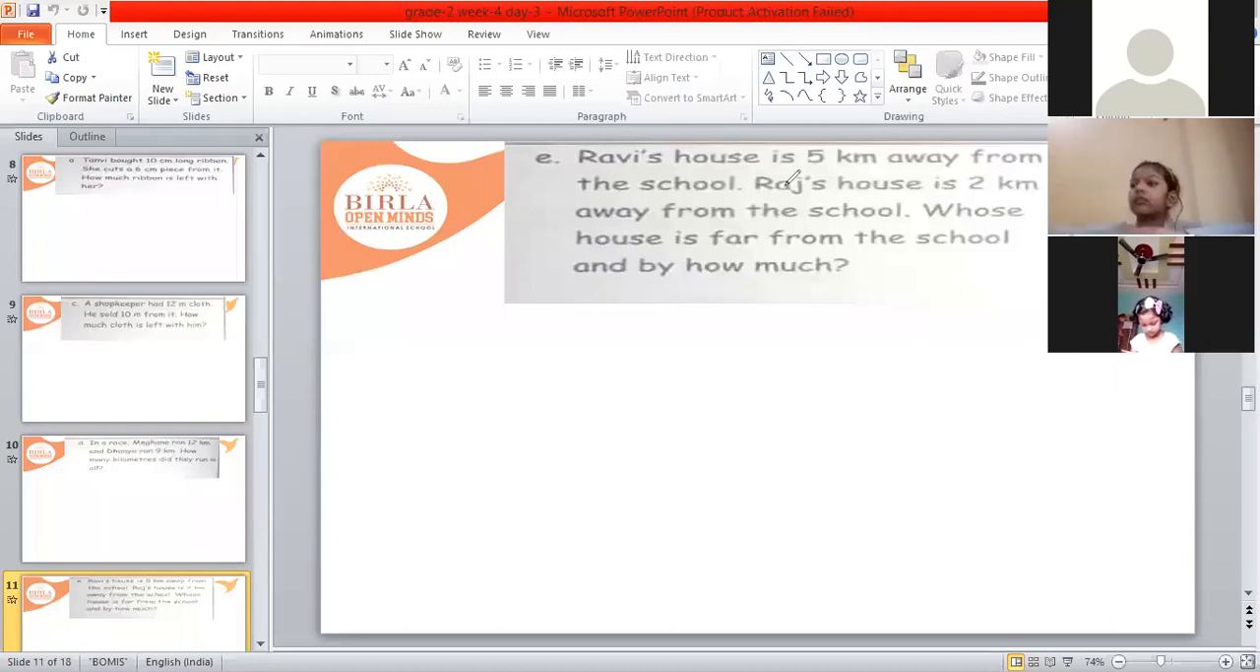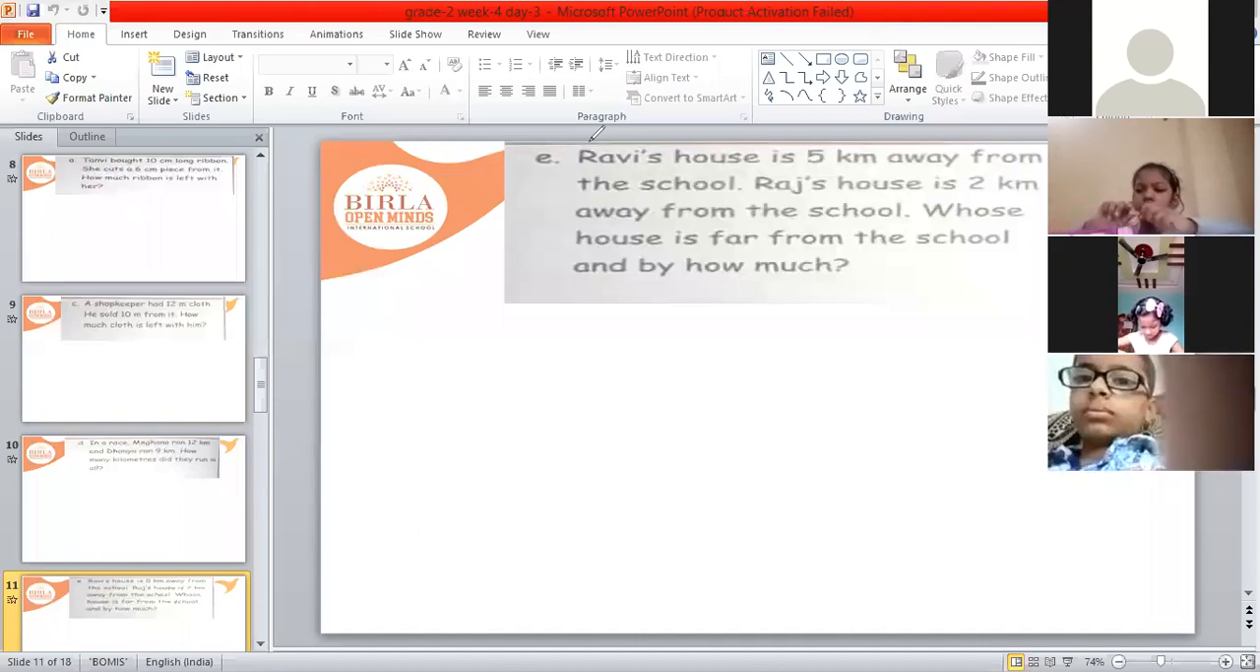There are two boys, Ravi and Raj. Okay, so the question is: Ravi's house is 5 kilometers away from the school and Raj's house is 2 kilometers away from the school. Whose house is far from the school and by how much? Ravi's house is 5 kilometers away. Now they are asking whose house is far from the school and by how much.